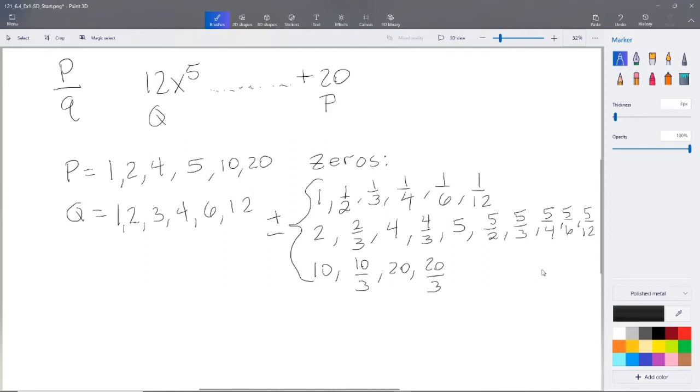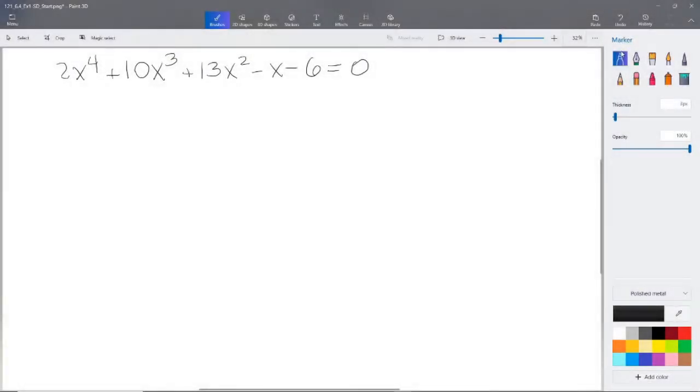All right, so let's clear this off and let's look at example 4 on page 473. Solve the equation 2x to the 4th plus 10x cubed plus 13x squared minus x minus 6 equals 0. So what they're asking us to do is to find all the values of x that are solutions of this equation. Right? So we're going to have to synthetically divide to do it.